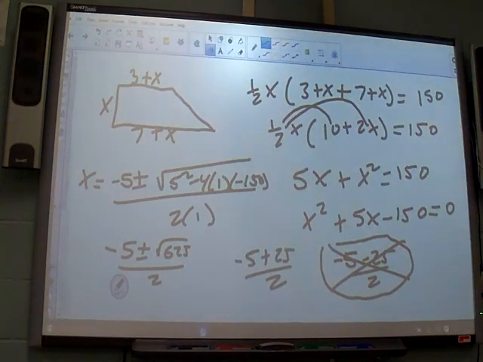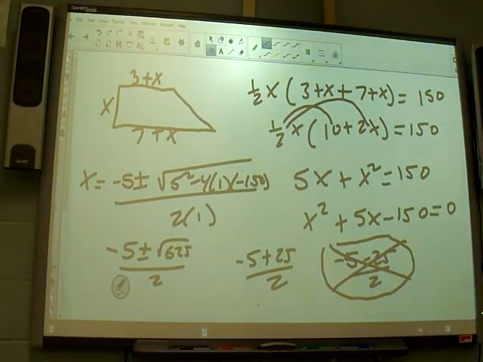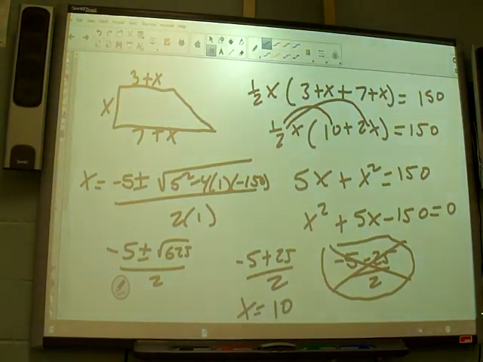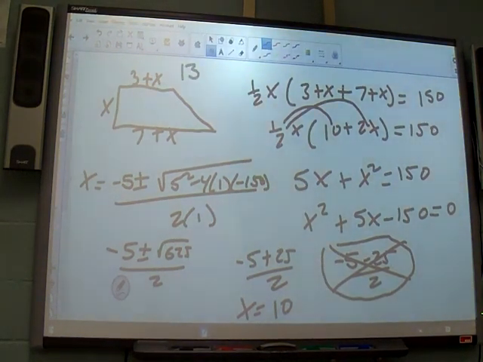Negative 5 plus 25 is 20. 20 divided by 2 is 10. So x on my flower bed is 10. So that's this measurement right here. Is that what the question asks for? No. The question says how long are each of the bases? So this base would be 3 plus 10, so it would be 13. This base would be 7 plus 10, so it would be 17. So there are your two answers.